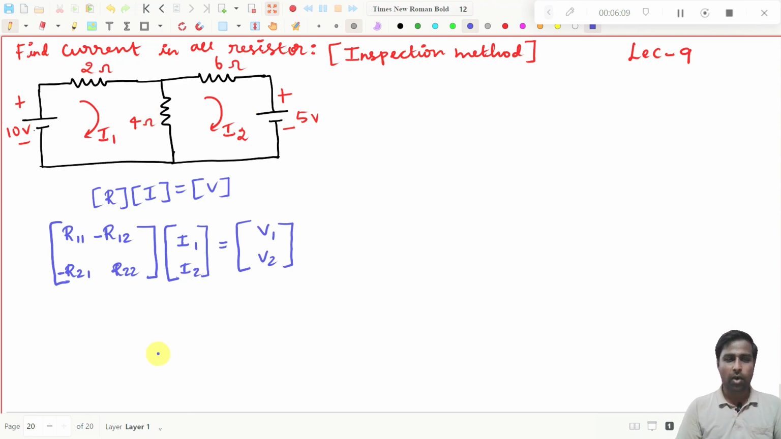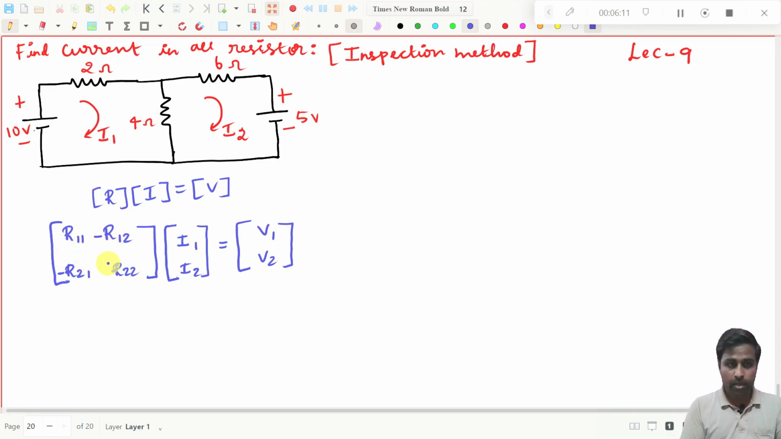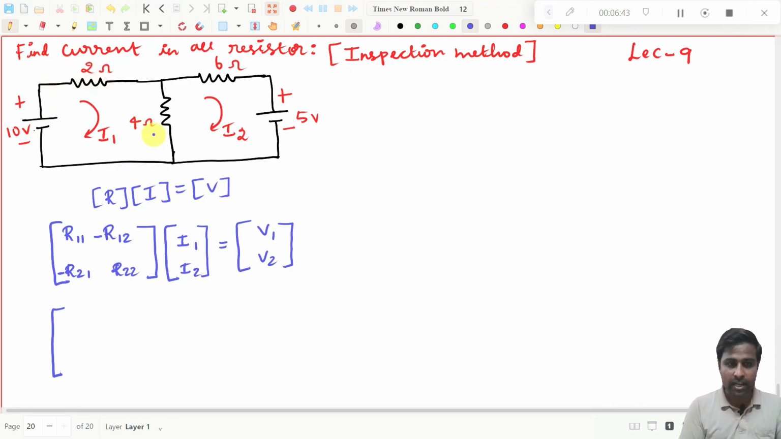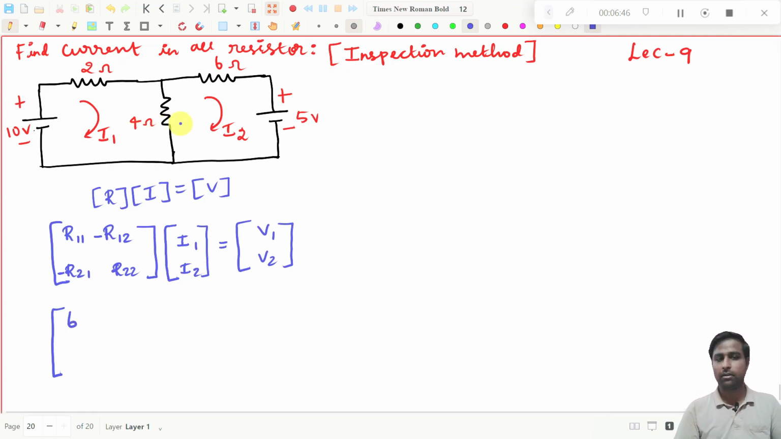Now I will tell you how to write this R matrix from the problem. You see R11. This is the first loop, and this is the second loop. Try to understand: first loop, first closed path, and this is the second closed path. R11 represents the total resistance in the first loop. In the first loop, you have to write the total resistance. In the first loop, we have 2 ohms and 4 ohms, right? So the total resistance value will be plus 6. That's all. Very simple.